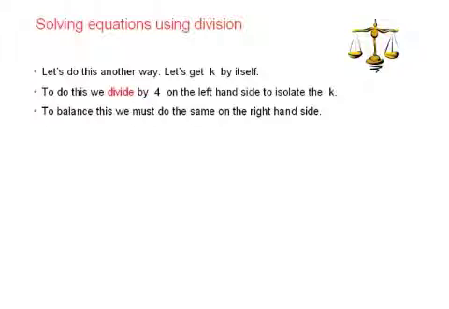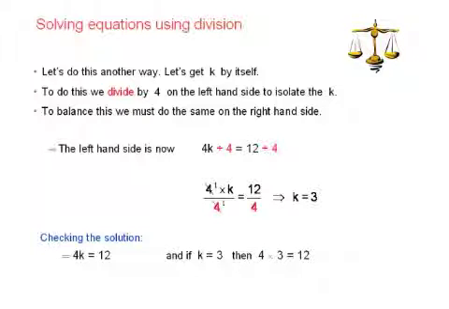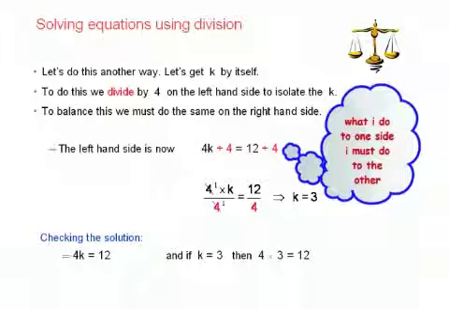But let's do this another more mathematical way. Let's get k by itself. And to do this, we divide by 4 on the left-hand side to isolate the k. To balance this, we must do the same thing on the right-hand side. So here we have the left-hand side, which is 4k divided by 4. The right-hand side, we must divide that by 4 too, so it's 12 divided by 4. There's the calculation where we're dividing by 4, and so we've got 12 divided by 4 is equal to 3.